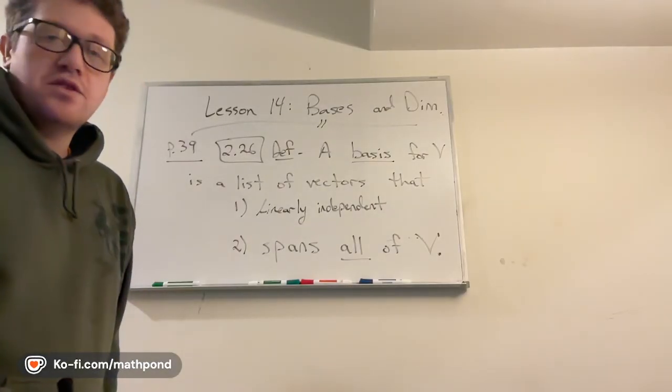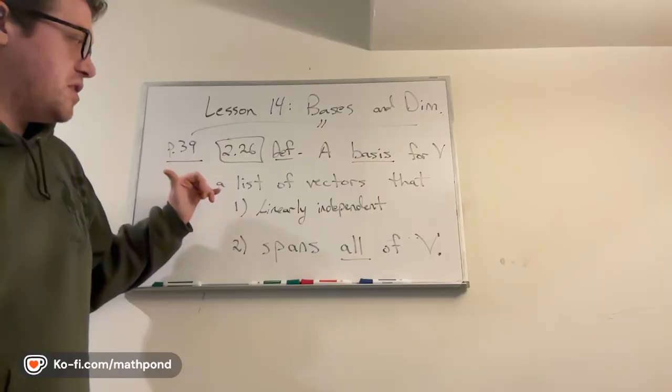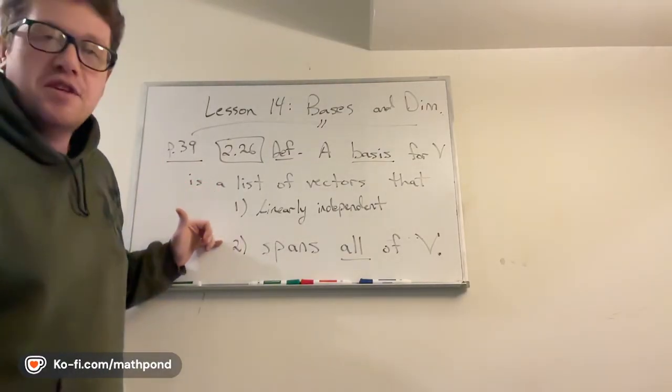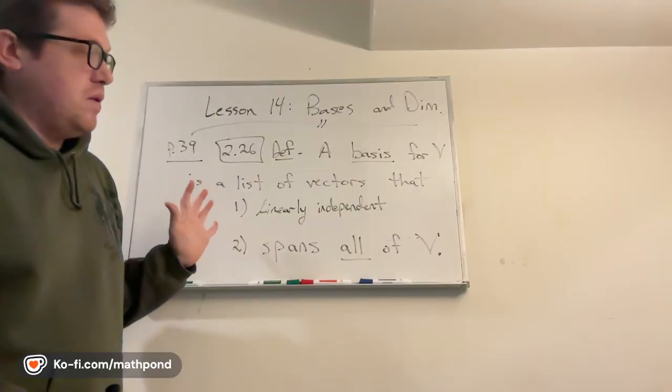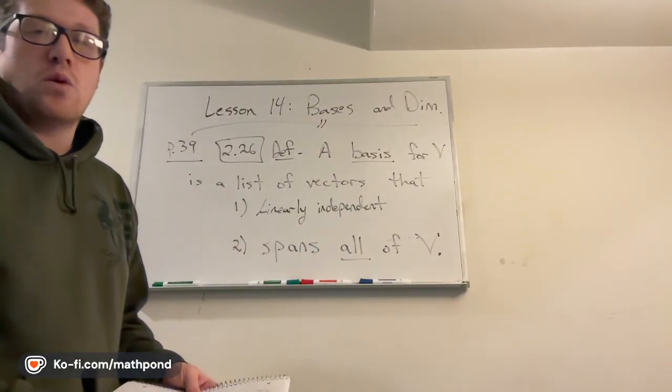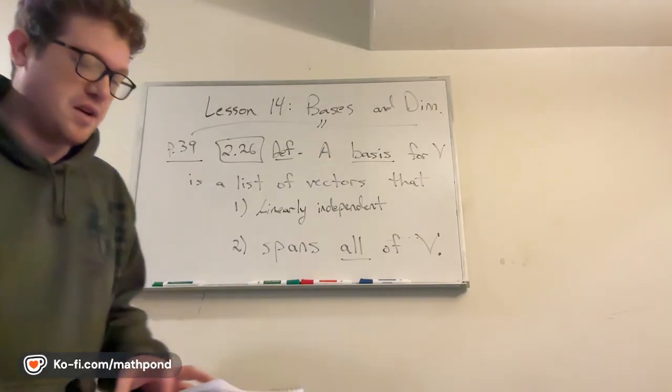Okay, so that's basically the main idea. A basis is both linearly independent and it spans all of V. And if we have these two properties, what you get out of this is some sort of uniqueness out of the coordinate vectors. And I'll write down what that means.